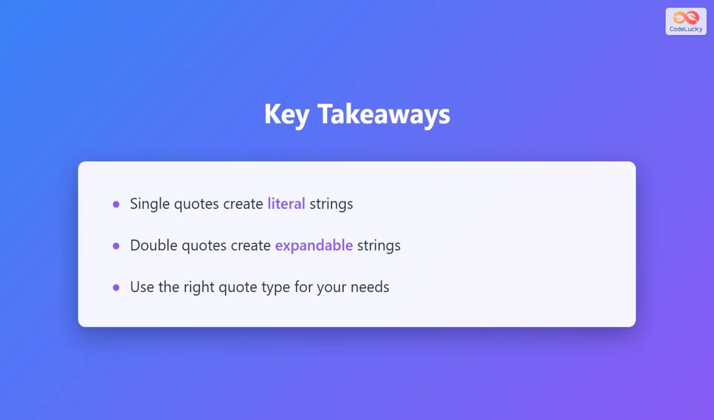Let's recap the essential points. First, single quotes create literal strings where everything is treated exactly as written, with no variable expansion or expression evaluation. Second, double quotes create expandable strings where variables are replaced with their values and expressions can be evaluated using the $( ) syntax. Third, and most importantly, choose the right quote type based on your needs. Use single quotes when you want the text exactly as is, and use double quotes when you need to include variable values or calculations in your string. Mastering this fundamental concept will make your PowerShell scripts more efficient and prevent common errors.